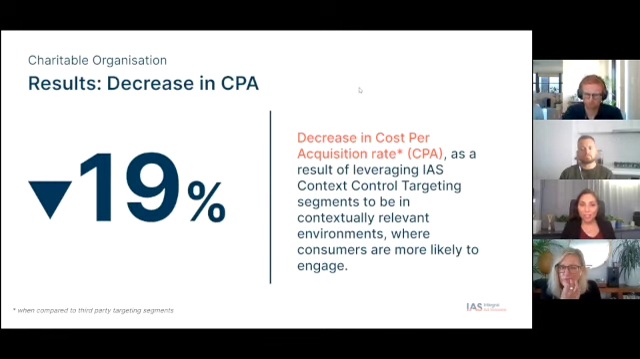What this highlights is how important relevancy is when it comes to advertising. And this result really mirrors the IAS Power of Context results, where Australians stated that they are more likely to engage with contextually relevant ads. Yeah.